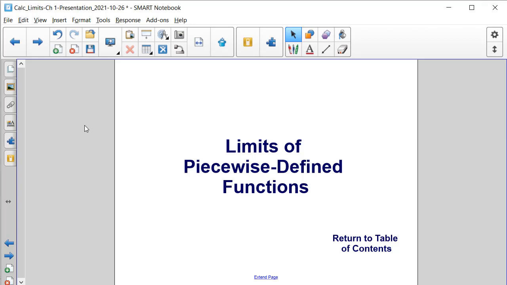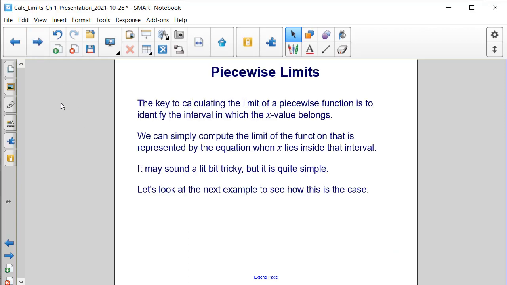Limits of piecewise defined functions. The key to calculating the limit of a piecewise function is to identify the interval in which the x value belongs. We can simply compute the limit of the function that is represented by the equation when x lies inside that interval. It may sound a bit tricky, but it's actually quite simple. Let's look at the next example to see how this is the case.